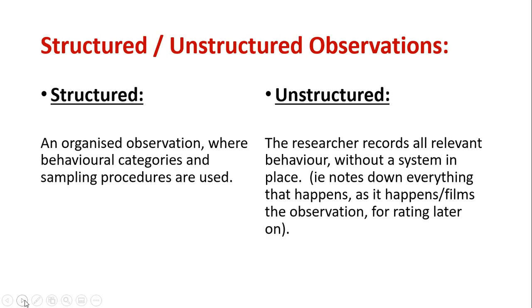You might also get a structured or an unstructured observation. In a structured observation, there are clear behavioural categories, there's clear sampling procedures, it's very organised. In an unstructured observation, the researcher doesn't have a system in place for recording information. They just observe all behaviour as it is happening, or film all behaviour as it is happening for organisation later on. So structured, you go in with a plan, you know what you're looking for, there's certain procedures you'll follow. Unstructured, just observe everything that's going on that might be relevant and kind of look at it later on.